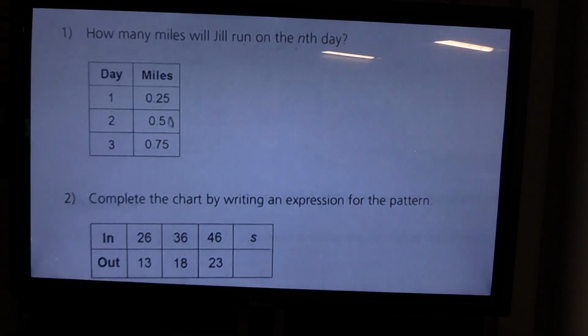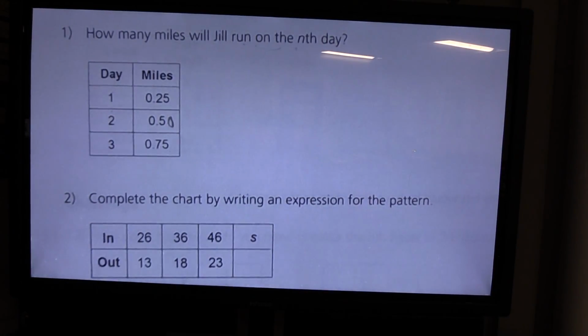What do we know about 0.25, and then 0.50, and then 0.75? What do we see is going on? All right, little Wyatt. What I see is going on is it's going up by 25, because it's going from 25 to 50, and 25 plus 25 is 50, and then 50 plus 25 is 75. Okay, so you're saying that it goes up each day by 0.25.